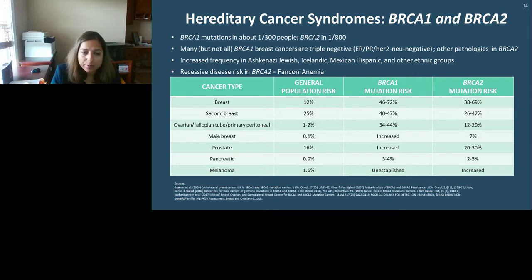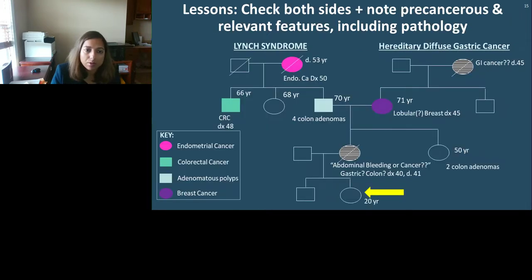BRCA2 is notable for also the presence of male breast cancer, and they have an increased risk of prostate and pancreatic cancer, and a somewhat increased risk of melanomas as well.